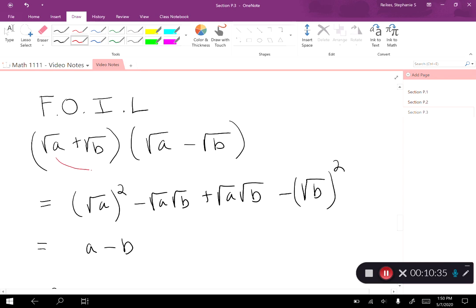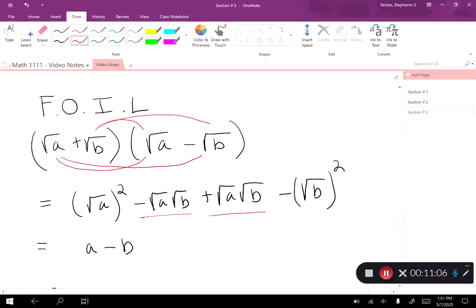Square root of a times square root of a is the square root of a squared because there's two of them. Outside, I have square root of a times negative square root of b, so that gives you negative square root of a times square root of b. Now, inside, again, I have the same thing, this time positive square root of a times square root of b, and then my L term is going to be negative square root of b squared.